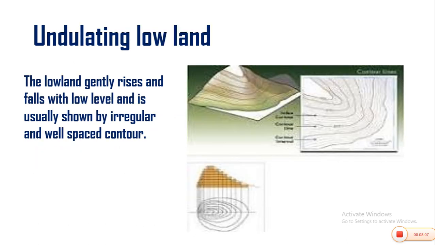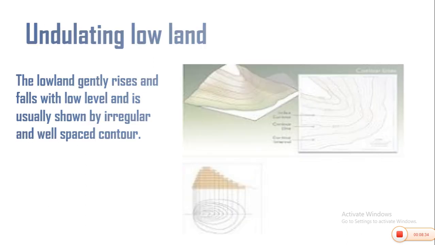The next one is the undulating lowland. The undulating lowland is a lowland that gently rises and falls at a low level, and is usually shown by irregular or well-spaced contours. This is how the undulating lowland appears naturally. Now this is how it is represented on a topographic map. If you look at it, it looks like a wave. So it's moving away.